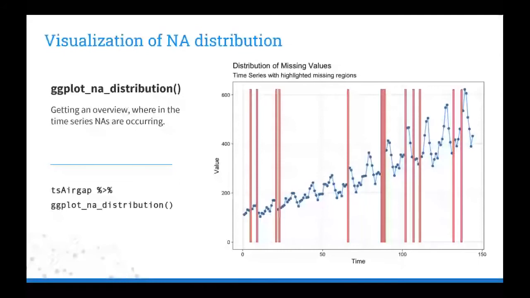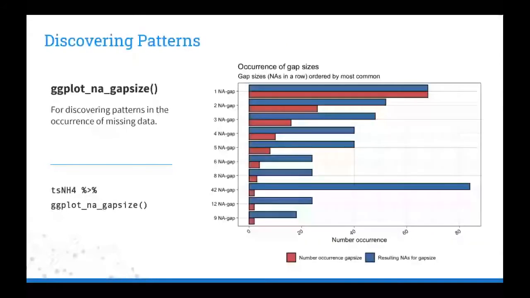All right, so far so good. This is a short first overview, but maybe you want to dig a little bit deeper. We have different functions for this. One example would be the ggplot_na_gapsize function, which ranks the different occurring gap sizes. With gap size, we mean NAs in a row. It could be there are single NAs in the series, or it could be that for the whole series, it's always 7 NAs in a row. So all missing gaps are always 7 NAs in a row.